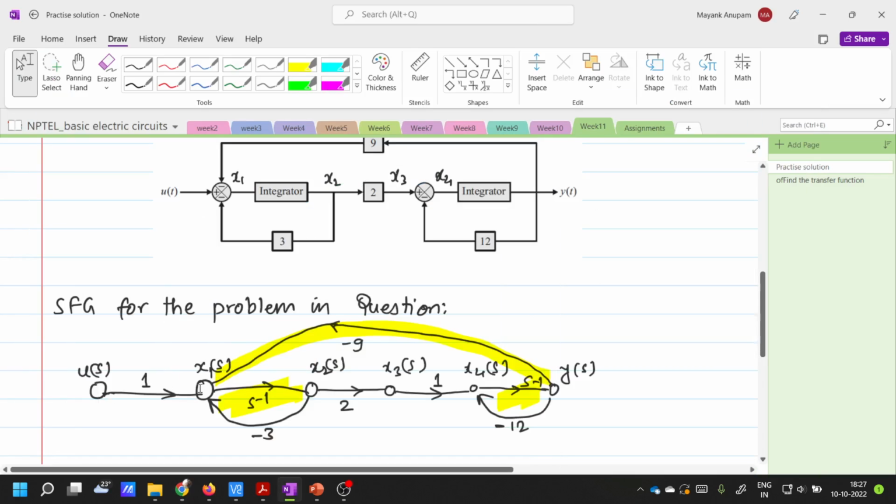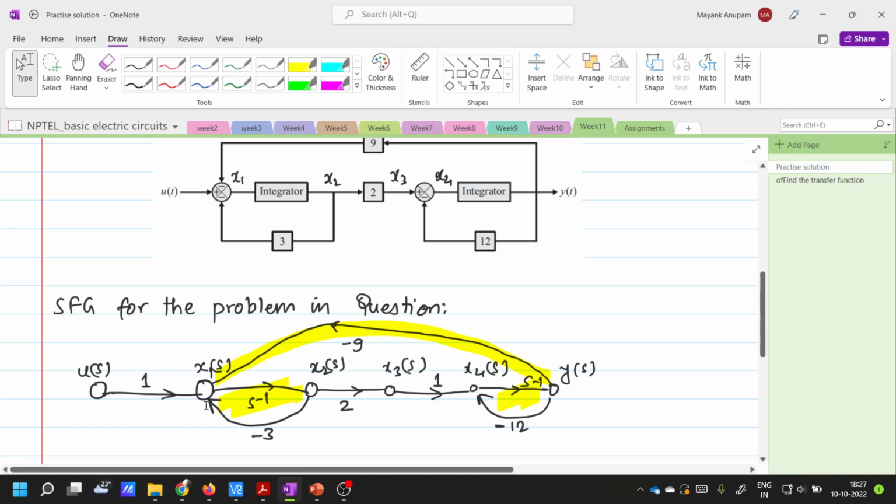These circles are representative of these signals. So u of s is represented by one circle. This x1 of s is represented by another circle. So first you lay down all the signal points. Okay, so I've laid out circles which are representative of all the signals x1, x2, x3, x4, y and u. Okay, after that, what do you need to do? You need to then complete this signal flow graph. Okay, how do you do it?